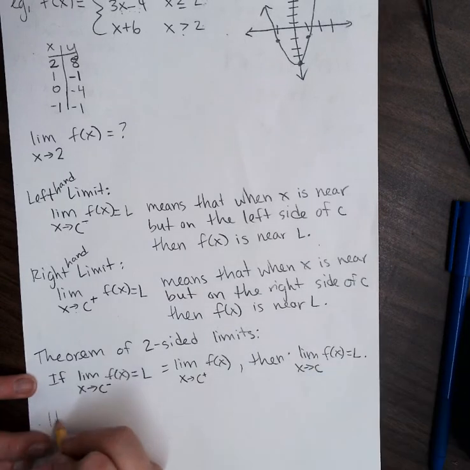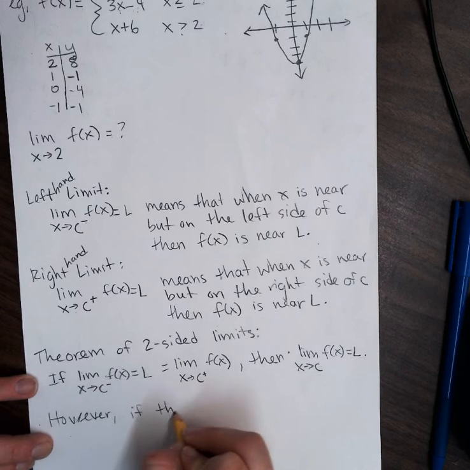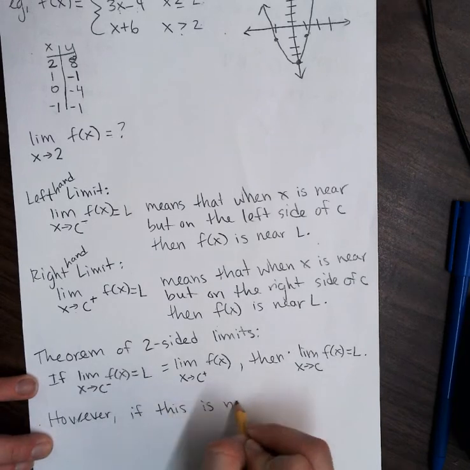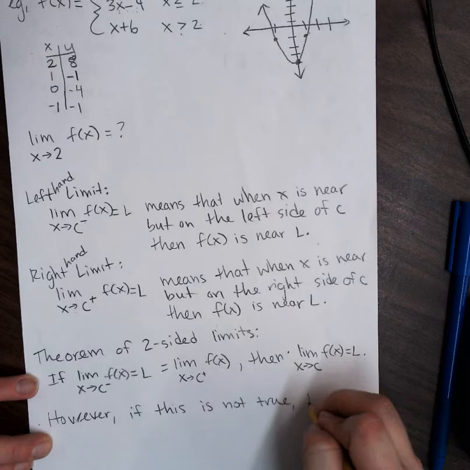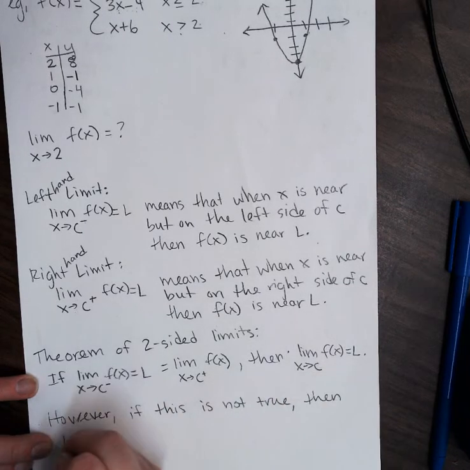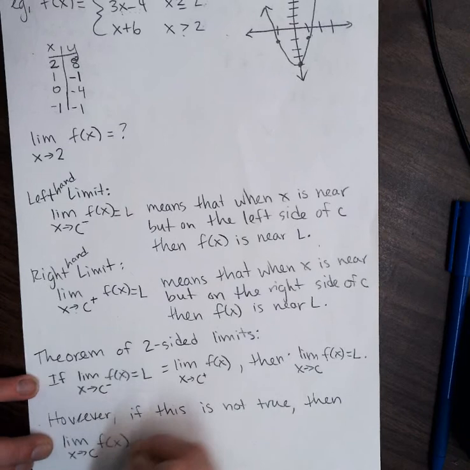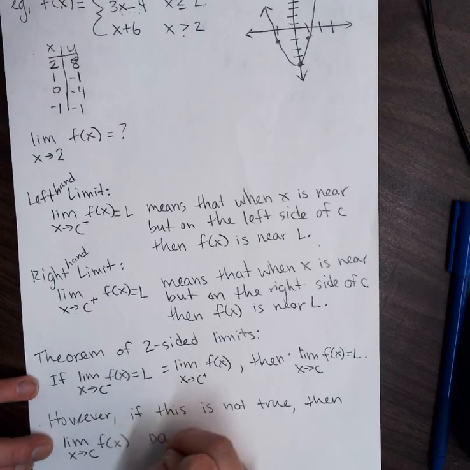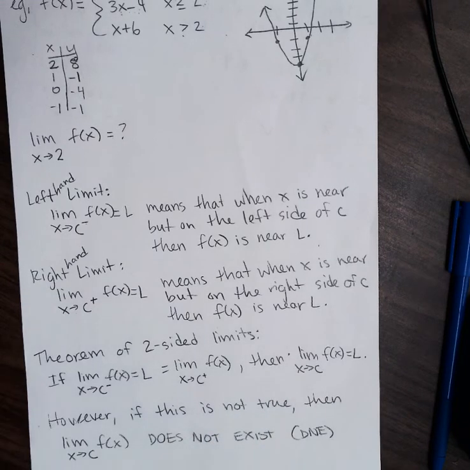However, if this is not true, then the limit as x approaches c of f of x does not exist. And a shorthand way of writing does not exist, of course, is DNE. Does not exist.